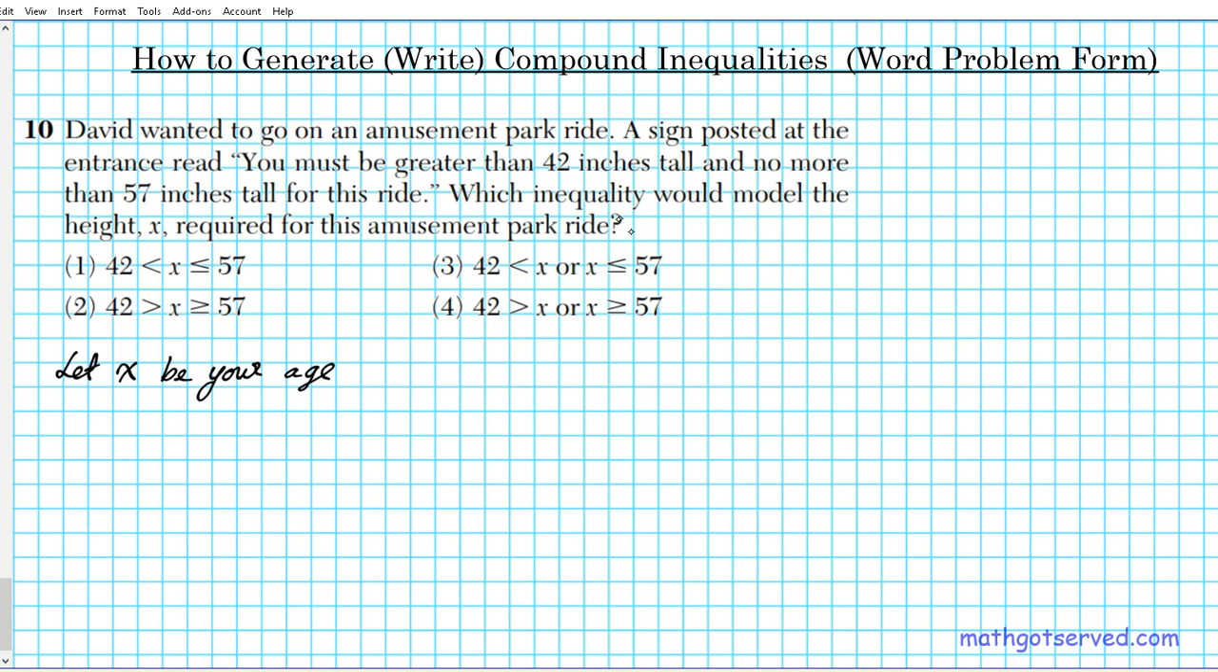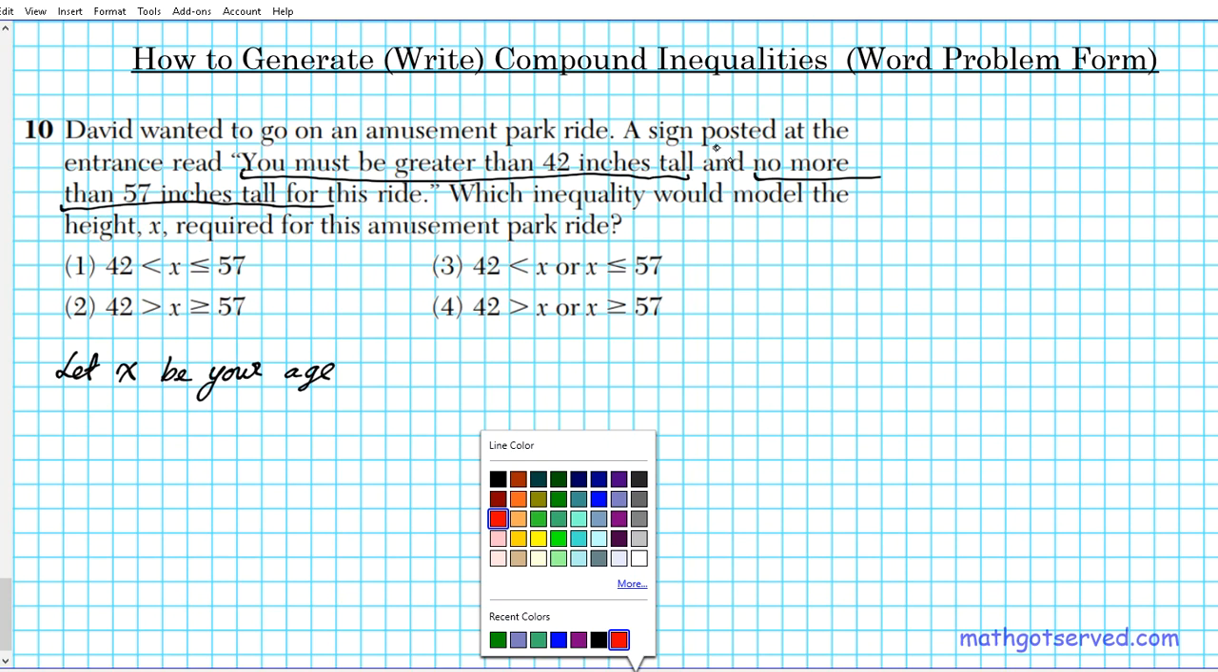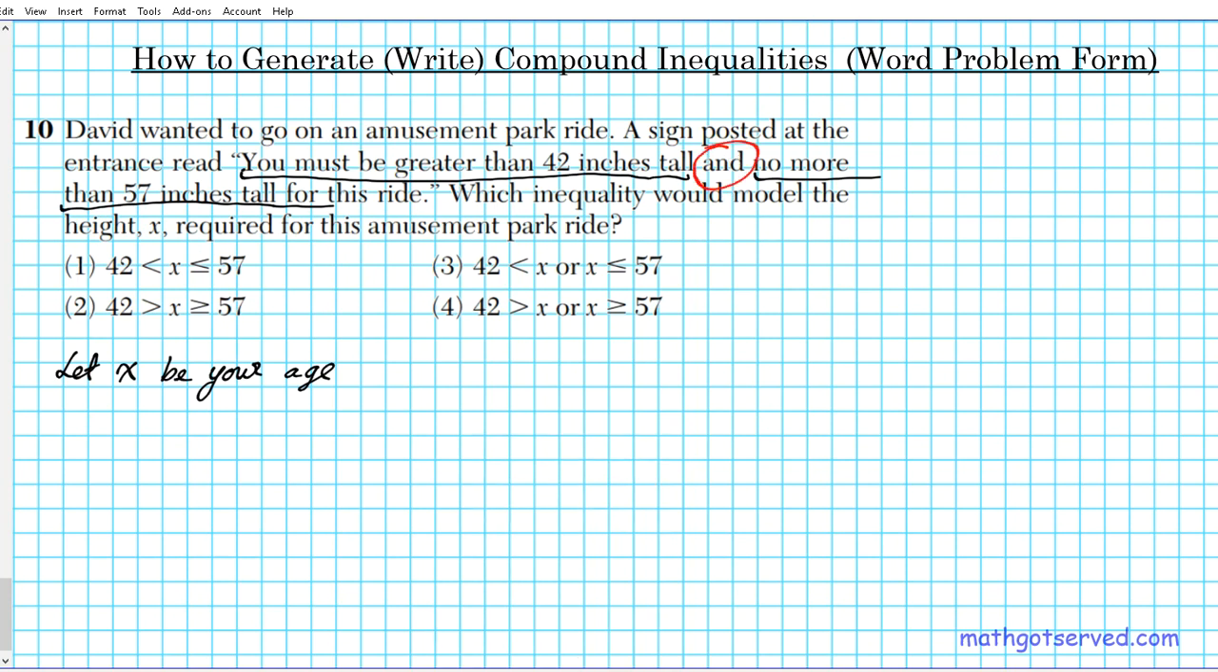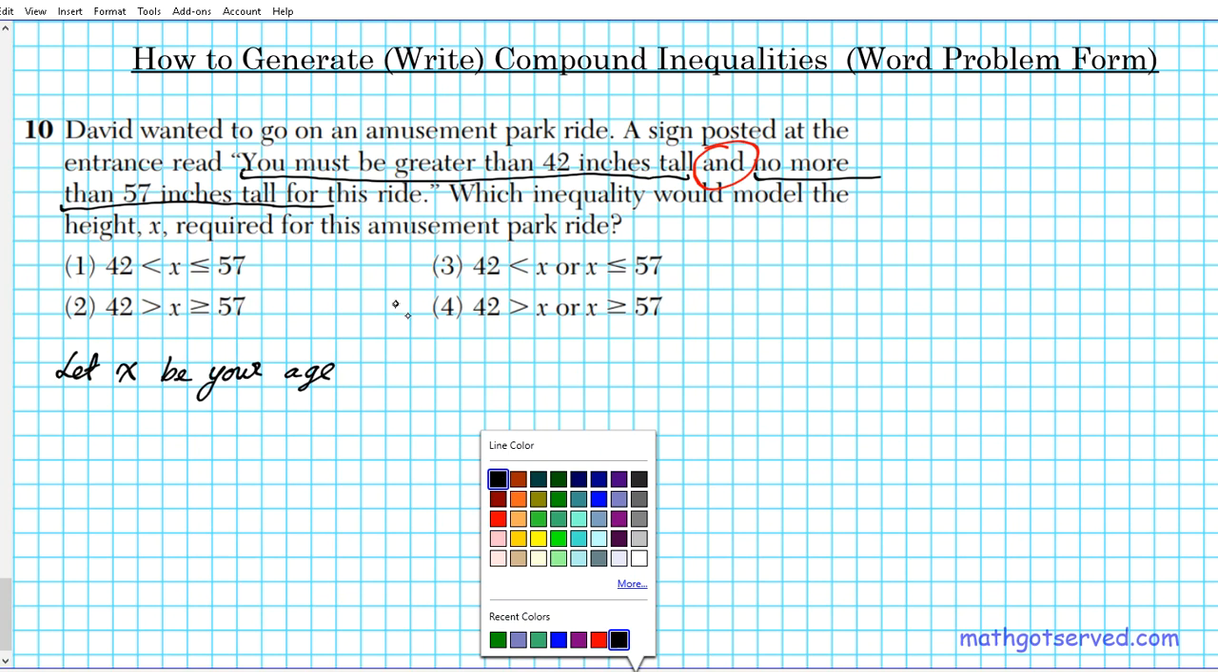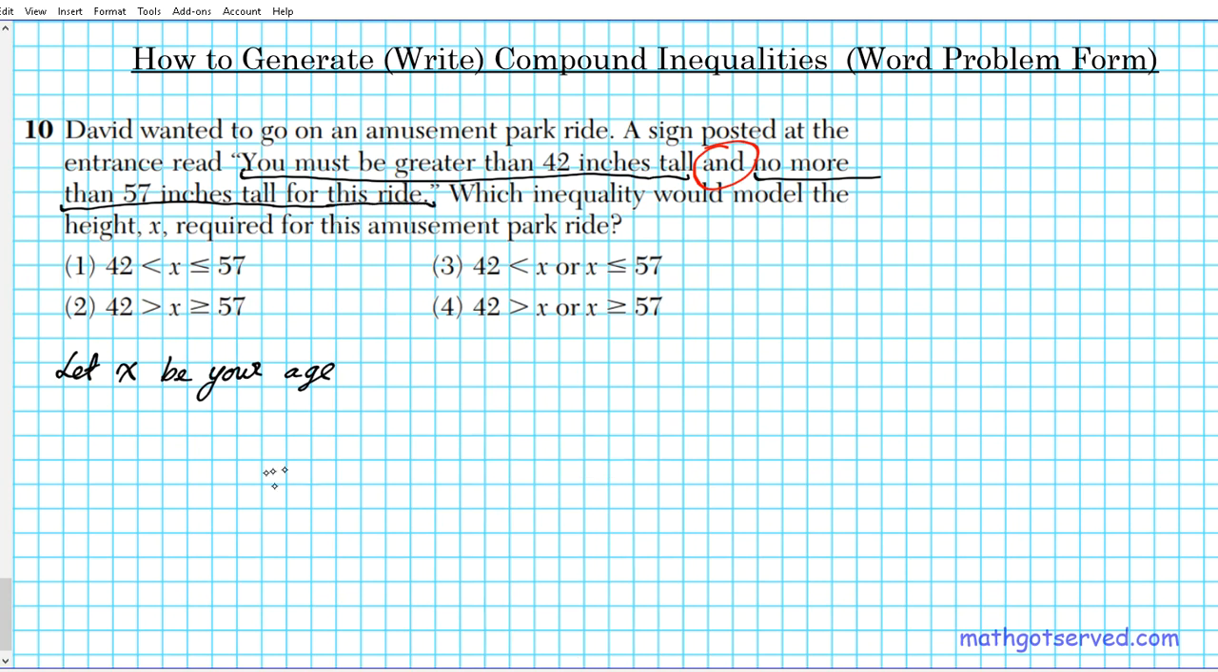Alright, so what we have is two inequalities here that we're going to be combining. It says you must be greater than 42 inches. That's the first condition. And no more than 57 inches. Okay, so you want to keep track of this word, very important: and. So it's like a combined inequality. We'll talk about that in a second. Firstly, you have to be greater than 42 inches.